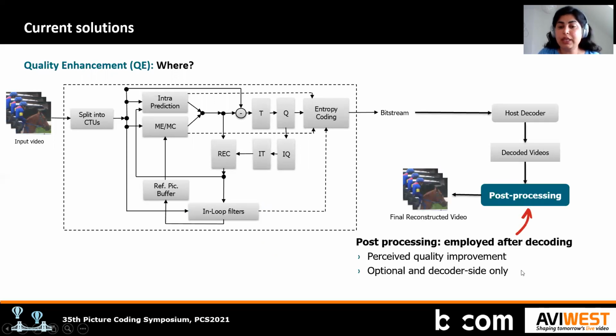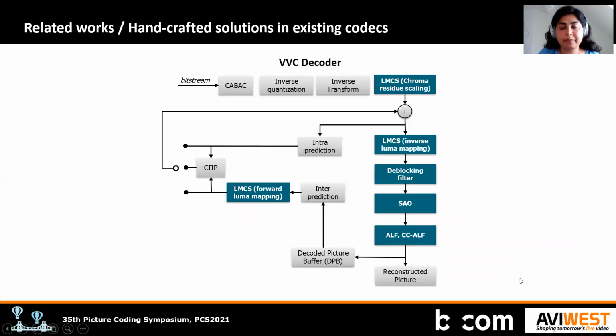The other option is to employ this quality enhancement module after decoding as post-processing. Here, because we have already received the video, the purpose is to improve the perceived quality. But the advantage is that it can be optional and be used based on the hardware capacity of the user and the display that it's using.